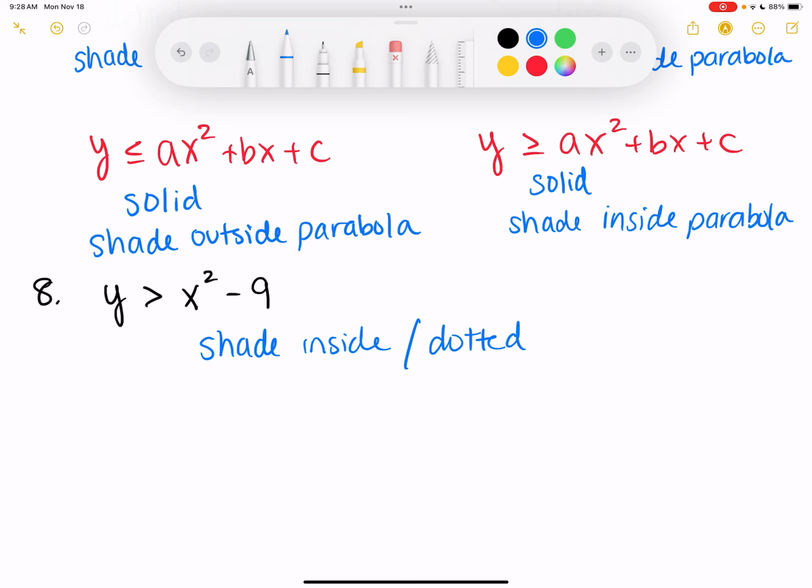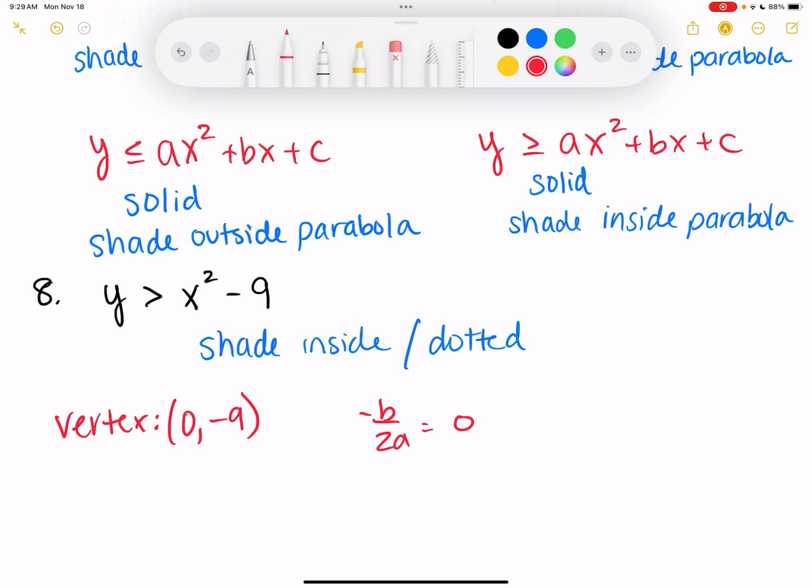All right, so I need to find the vertex. How do I do that? Negative b over 2a would be how I find the x coordinate. B is 0, so this is just 0 in this case. If I plug in 0 for x, what do I get? You get negative 9. So that means the vertex is at 0, negative 9.